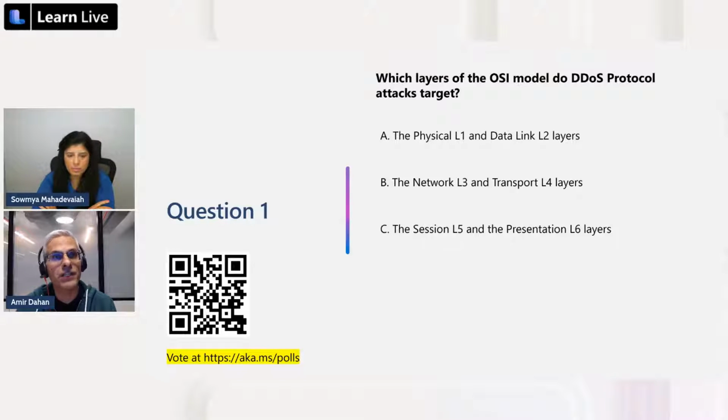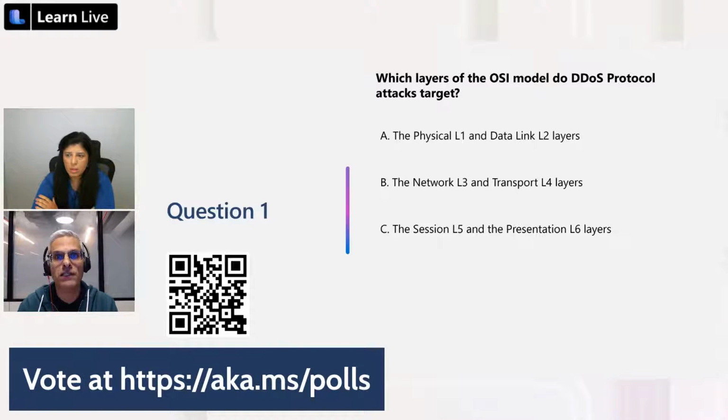So the first question here would be, which layers of the OSI model do DDoS protocol attacks target? Let's answer those. Which layers of the OSI model do DDoS protocol attacks target?